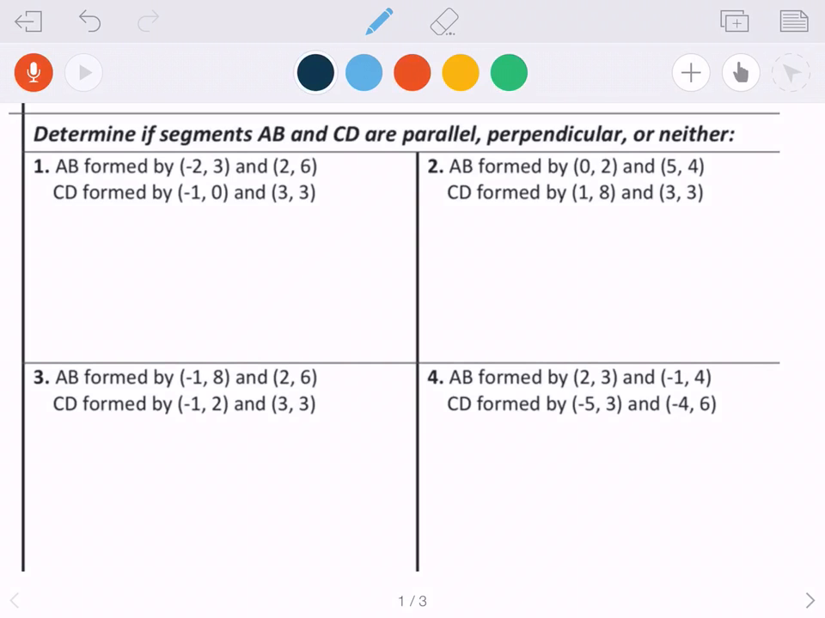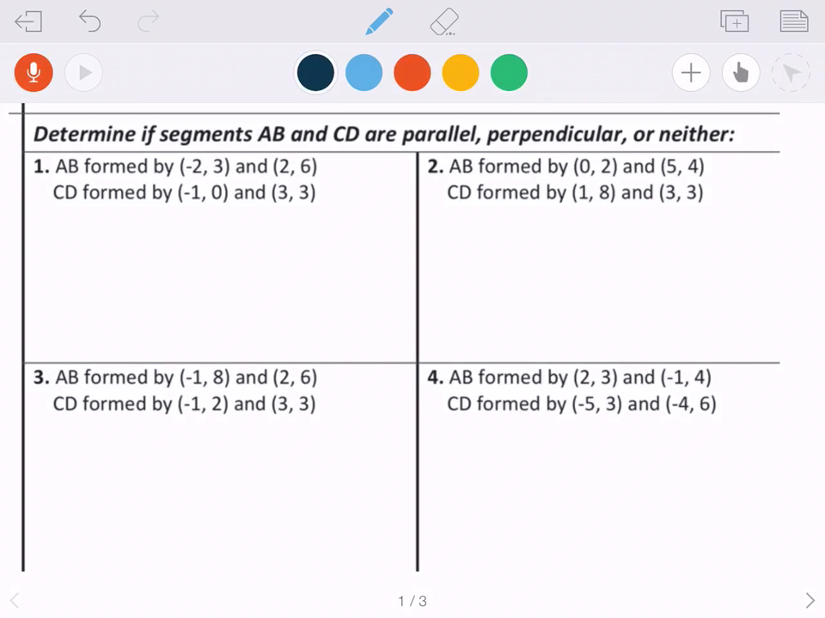I think from a graph, it's pretty obvious. But what if I don't give you a graph? What if I just give you some slopes? The slopes are going to tell us a lot about what those lines are going to look like. So, a couple examples here.